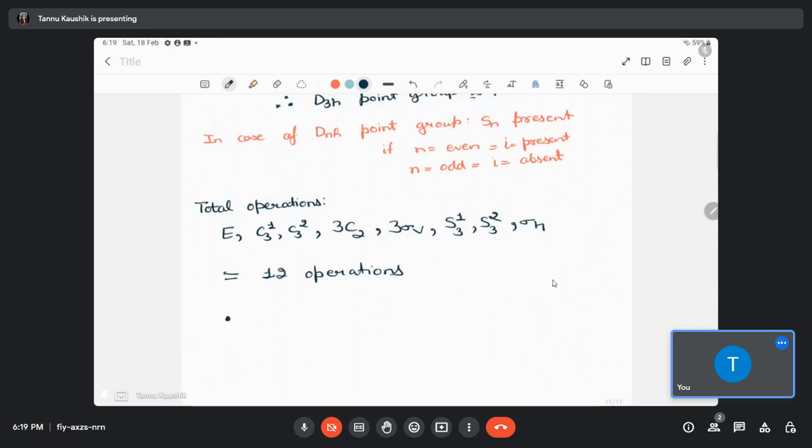Okay, and the molecule is non-polar. And the molecule is optically inactive since it is symmetric due to the presence of proper and improper axes of rotation. Okay.